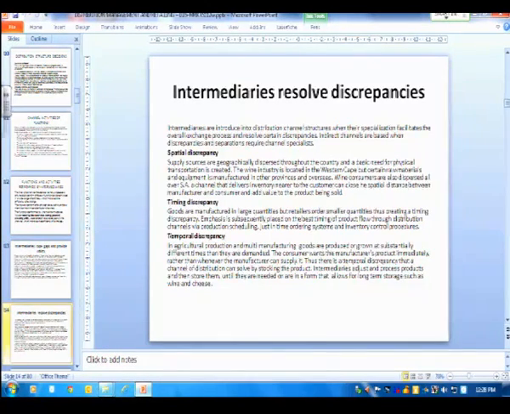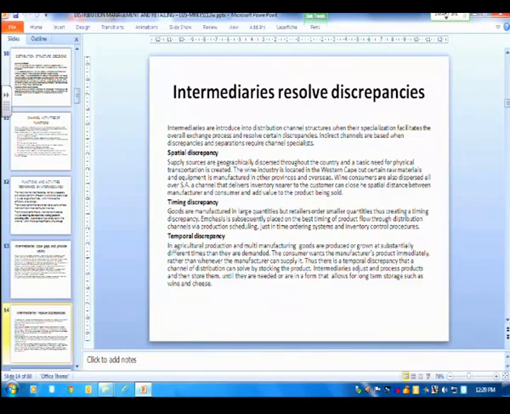Intermediaries resolve discrepancies. How do intermediaries resolve discrepancies? Intermediaries are introduced into the distribution channel structures when their specialization facilitates the overall exchange process and resolves certain discrepancies. Indirect channels are used when discrepancies and separations require channel specialists.